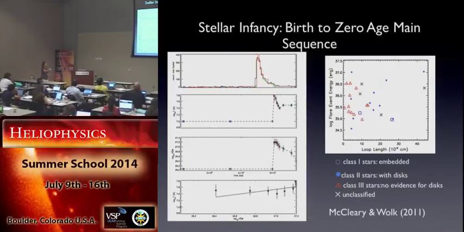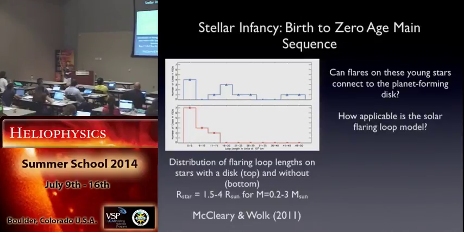So, stars that are still embedded in their disk, stars that still show evidence of their disks, and stars that don't show evidence for their disks. One of the results from this paper, which is still a little bit controversial, is that other people have followed this up with different data sets, and as you can see here, it's definitely affected by low number statistics of flares. The top plot shows the number of stars, and the x-axis is the inferred loop length. The top plot is stars that show evidence for a disk. The bottom plot is stars that do not show evidence for a disk.